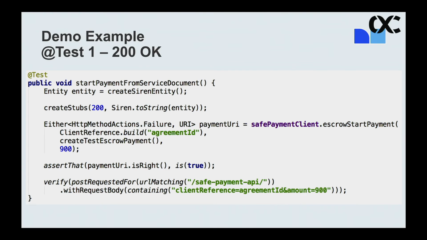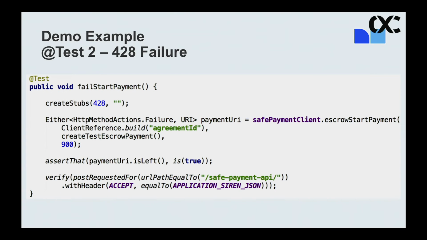And then I can assert that everything goes all right. We use some functional programming called right if everything is okay, and left if there is a failure. So here I check that everything is right. And then I can check that the code inside the safe payment client is using whatever I want to check. So that's the test for everything is okay. And then I can also test if there is a failure.